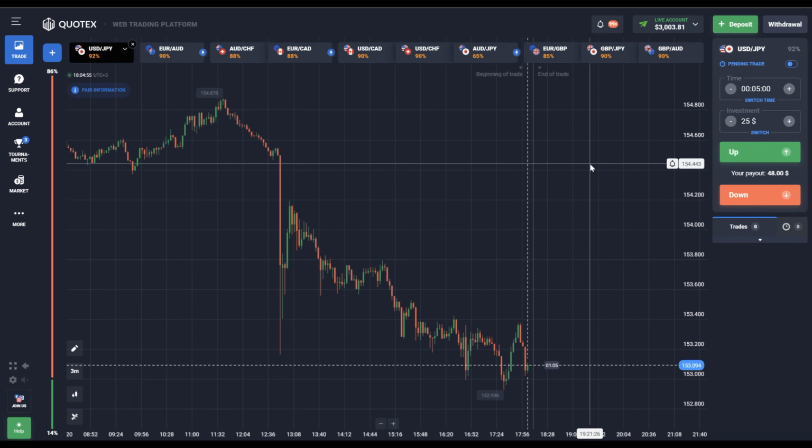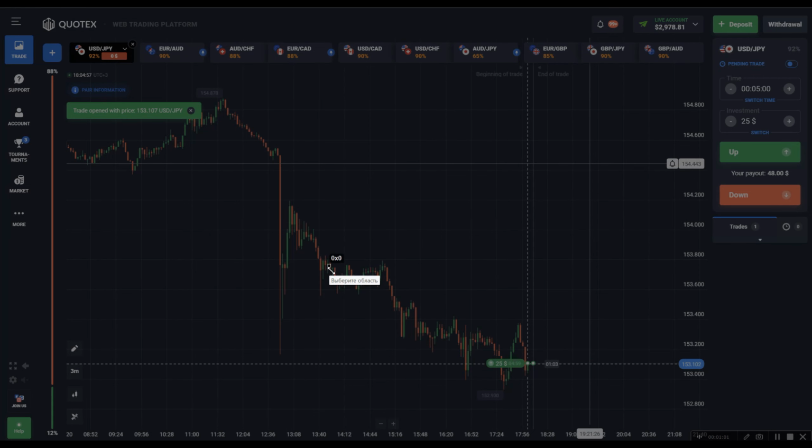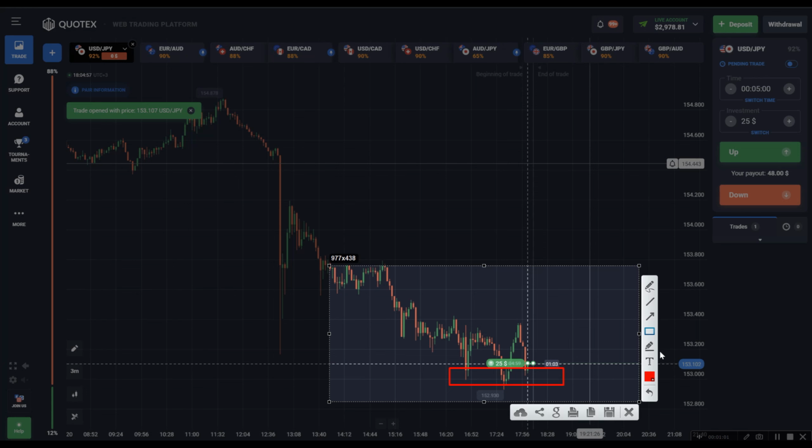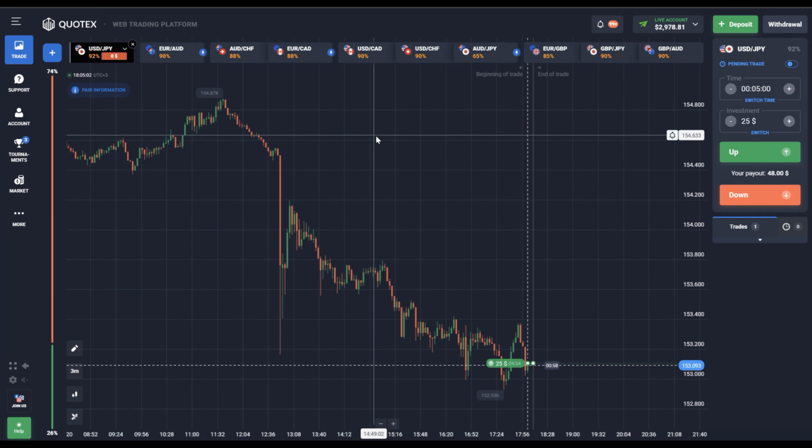US dollar to Japanese yen. I'm going to open a trade for an increase at the local minimum. The price has hit the support zone and most likely it won't be able to break through it. Trade for an increase.